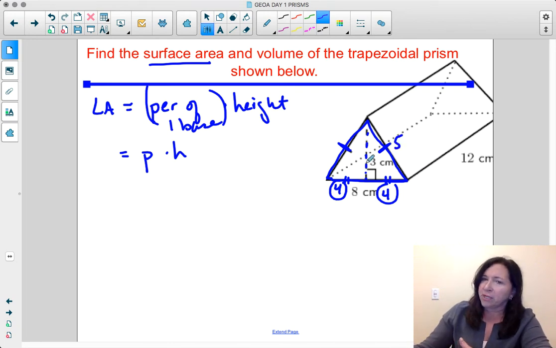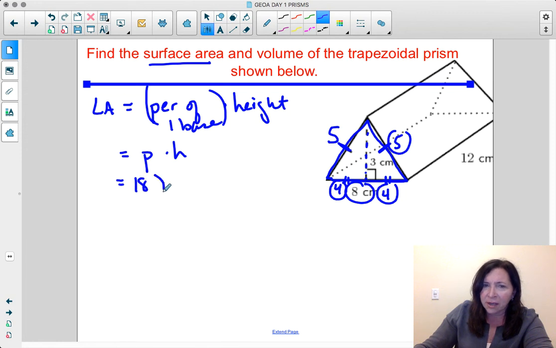which tells me that this is a 3, 4, 5 right triangle. Remember, it's one of our triplets, so we've got a 3, 4, 5, which means that my perimeter is going to be 8 plus 5 plus 5. So that's going to be 18 units times the height, which is times 3. Okay, so 18 times 3. So we're trying to find the lateral area is going to be 54 units squared. So that's my lateral area.